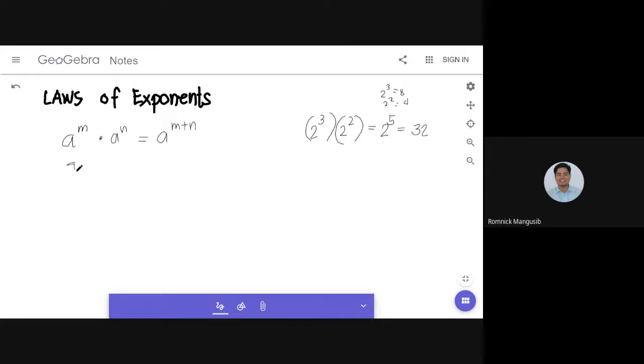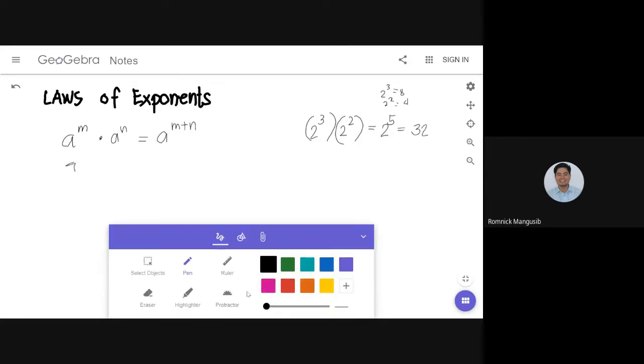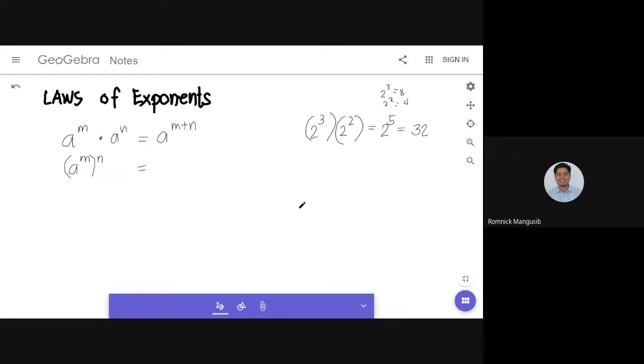Second rule. Why did I write it differently? A raised to m raised to n. Your teacher might as well introduce to you a different variable. However, they only differ in the class of what they refer to. I'm just using variable a, and so m and n. Copy the base, and then for the exponents m and n, you're going to get the product of the exponents, m times n.